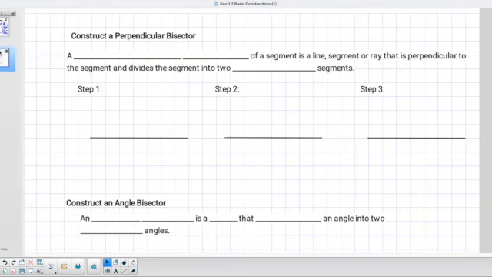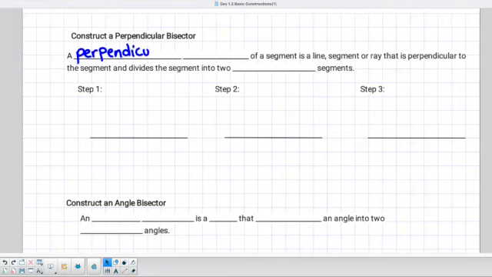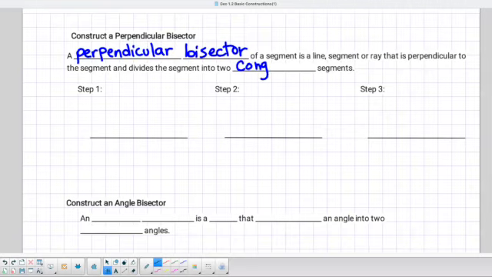For this example, we will construct a perpendicular bisector. A perpendicular bisector of a segment is a line, segment, or ray that is perpendicular to the segment and divides the segment into two congruent segments.